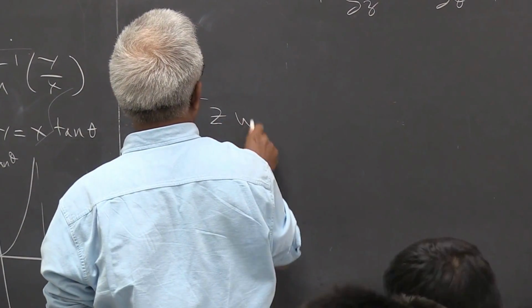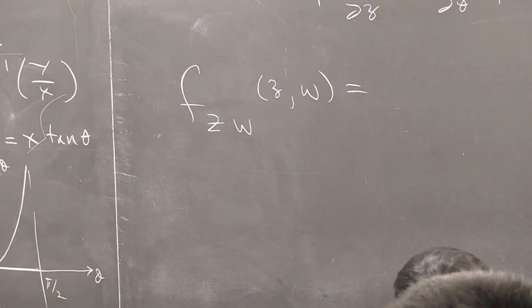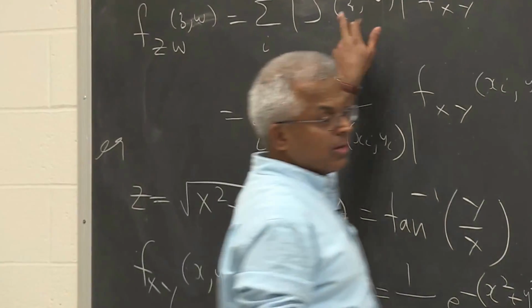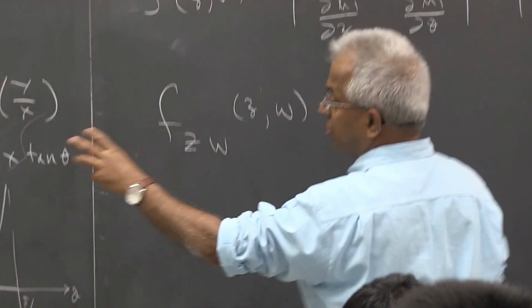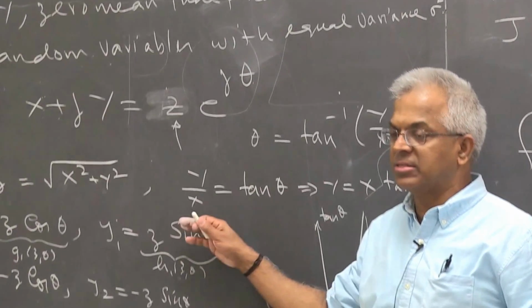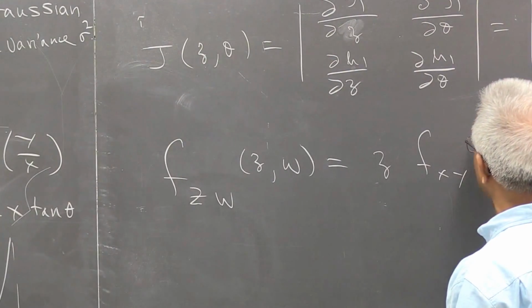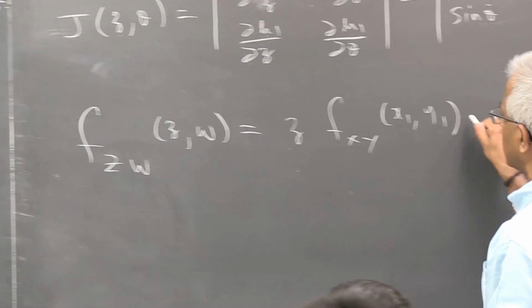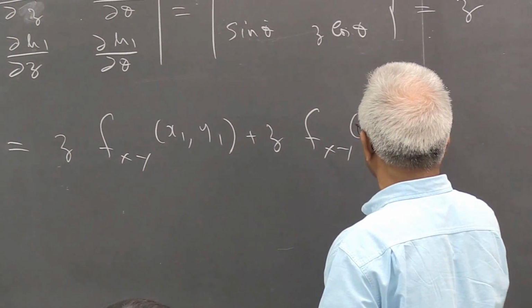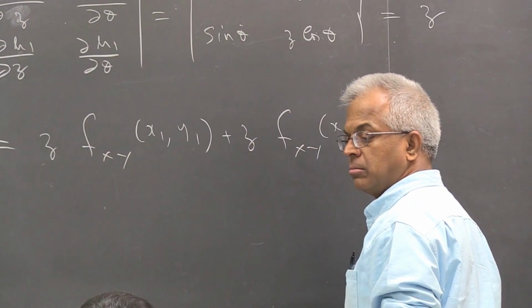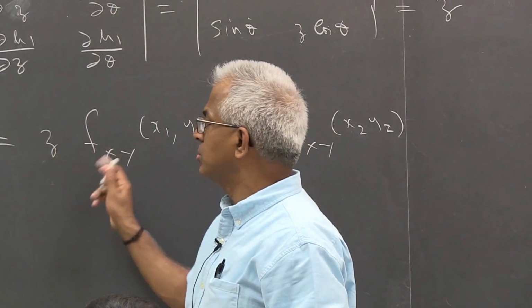So we have everything that we need. So f of z comma w is going to be literally here. I have two solutions. The Jacobian is z in both the cases, because you see whether I put this set or this set, you will get exactly the same value. So it's going to be z f_XY(x1, y1) plus z f_XY(x2, y2), right? Right? Yes.